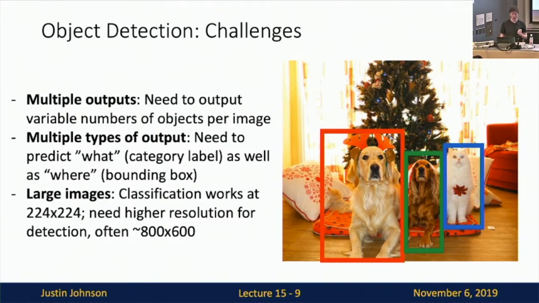So a couple of the types of problems that we need to deal with once we move to object detection. One of the biggest ones is this idea of multiple outputs. With image classification, our model was always outputting a single category label for every image. But now with object detection, we need to output potentially a whole set of detected objects, and each image might have different numbers of objects in it. So now somehow we need to build a model that can output a variable number of detections, which turns out to be quite challenging.